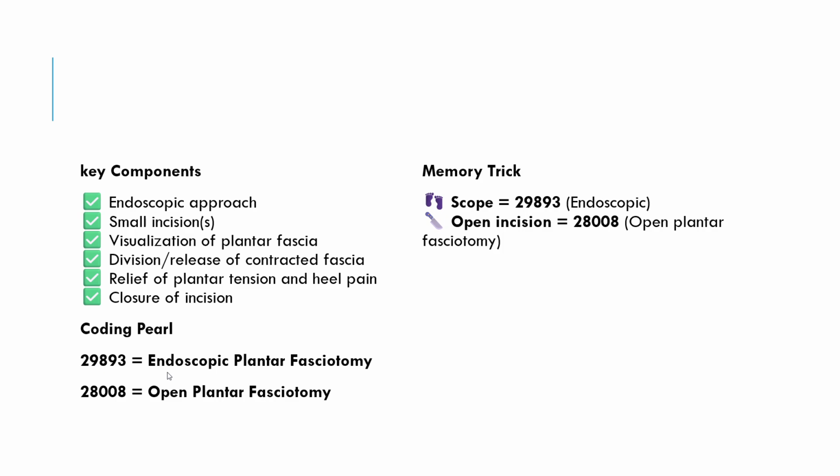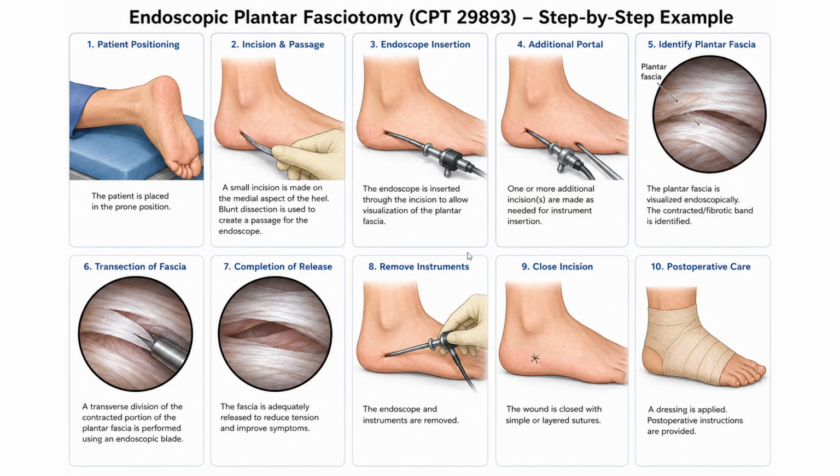Okay, 29893 is for the endoscopic plantar fasciotomy. For an open procedure we have another set of CPT code. Right now we are discussing scopy procedures, so for scopy you need to give 29893. For an open procedure you have another code, 28008. So this is the endoscopic plantar fascia release.